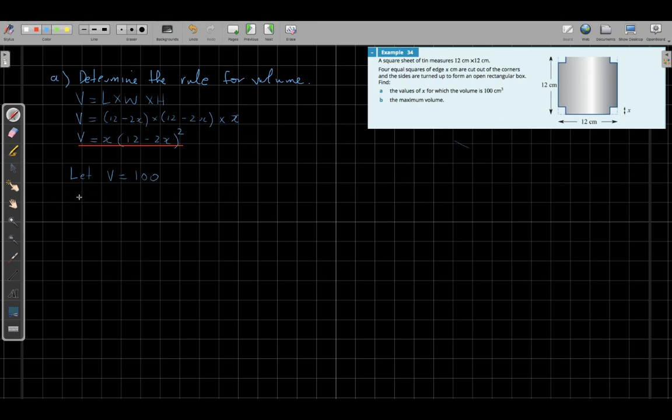So we'll set it up: volume equals 100 equals x times (12 minus 2x) all squared. Okay, it's a perfect square. Actually, what I think I will do, this would be a graphing calculator type question. I think we'll just do it using the graphing calculator, and I'll show you how to do it. It's actually quite straightforward. So 100 equals x times (12 minus 2x) squared.